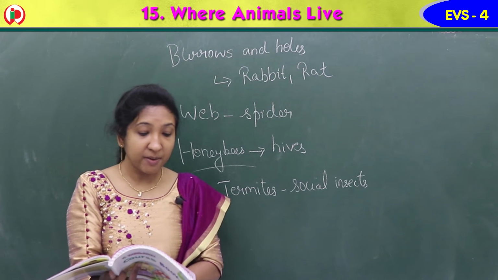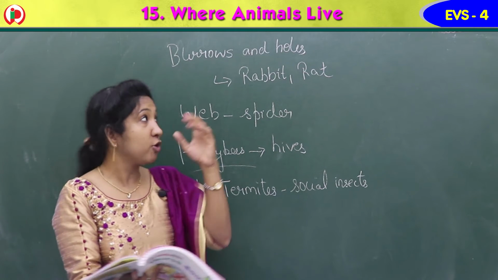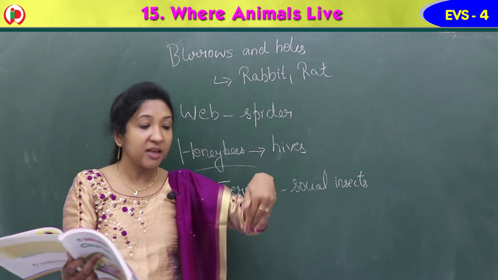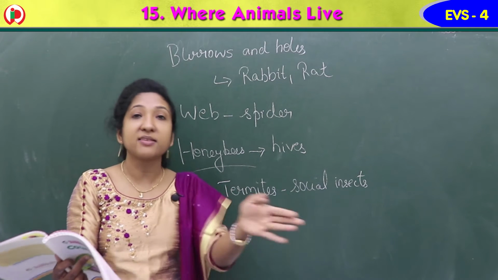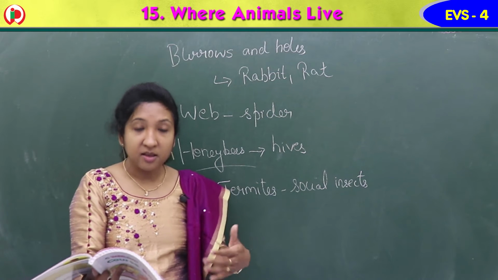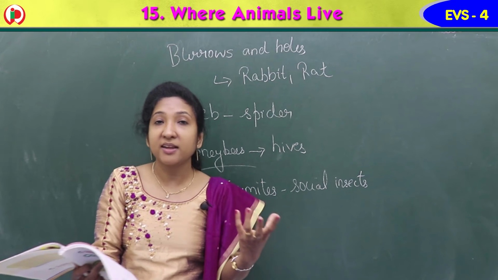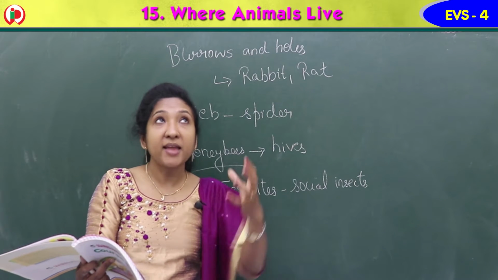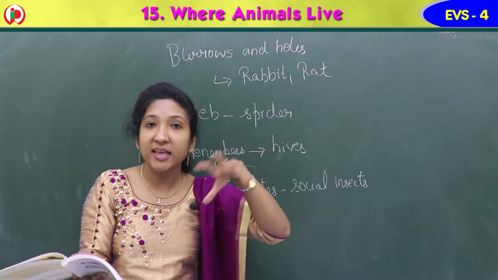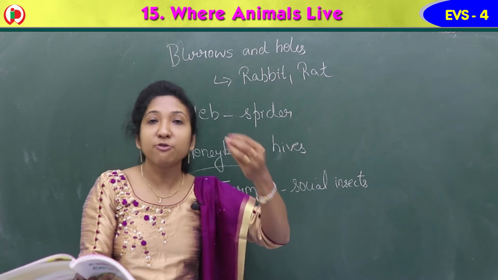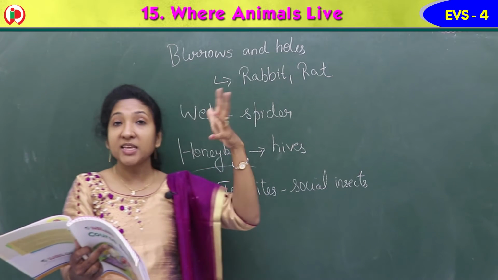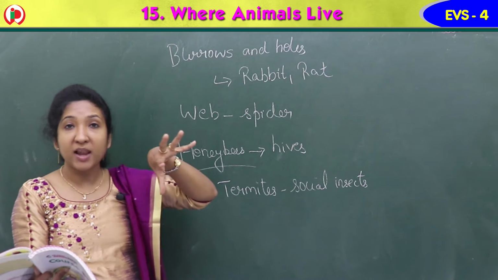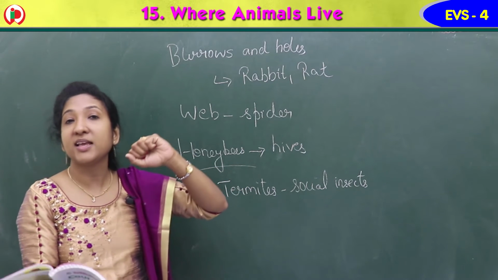Okay, so we learned again about animals that live in burrows and halls, like rabbit, rat, moles. They all dig the burrows or halls, underground passages we say, and they live inside it. Then we saw spider, spinning a web. Actually, spider lives in the web. They spin the web for catching the flying insects. That is the food for them. Then we saw honeybees building hives, and ants and termites. They live in large groups called colonies. They are social insects.